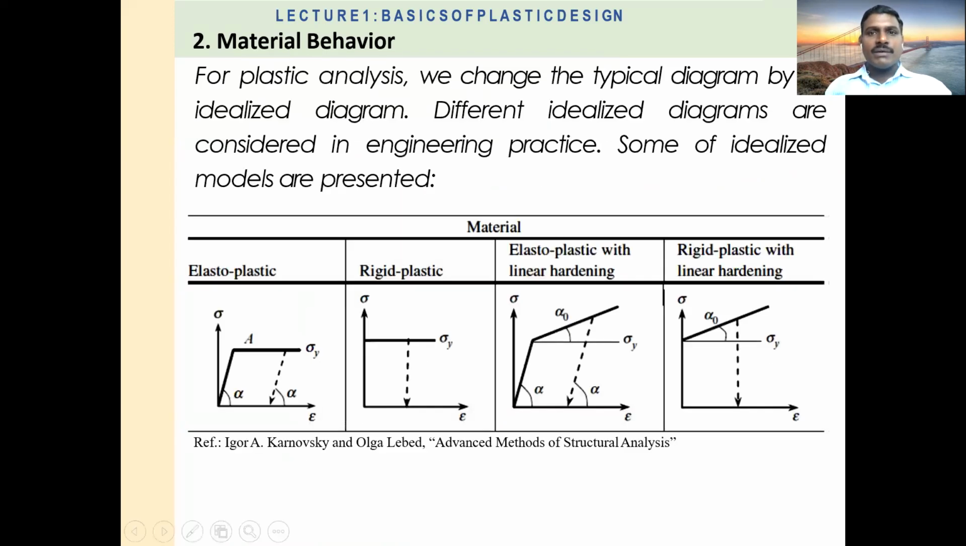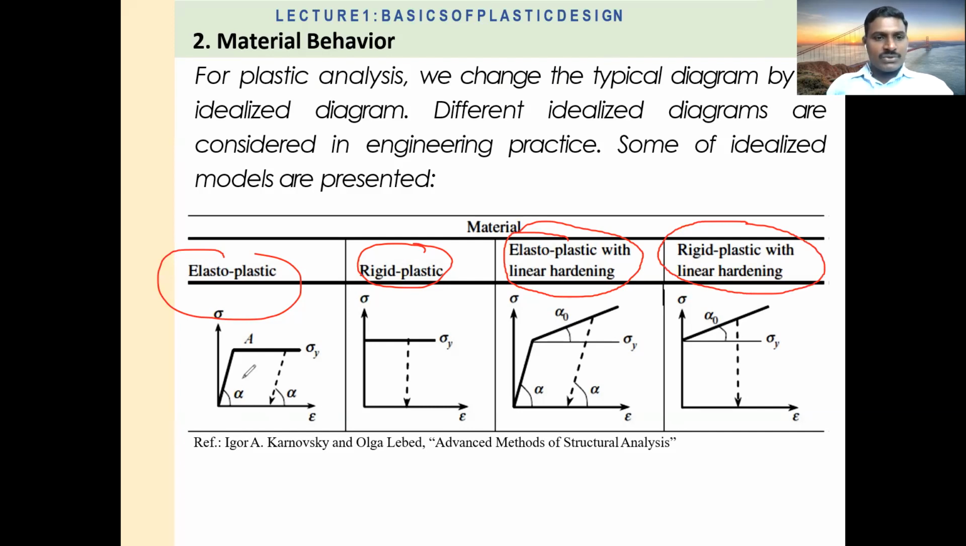Then again, the behaviors are here: elastoplastic behavior, rigid plastic behavior, elastoplastic with linear hardening behavior, and rigid plastic with linear hardening. These are the behaviors they have shown. So this behavior is elastic plastic. So what does this inclined line indicate?